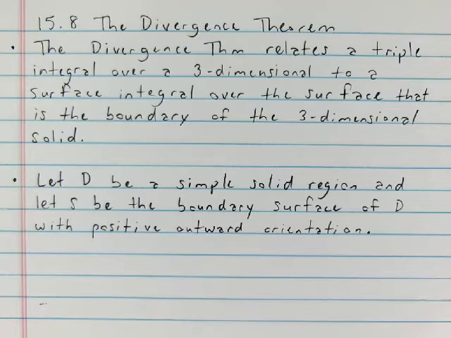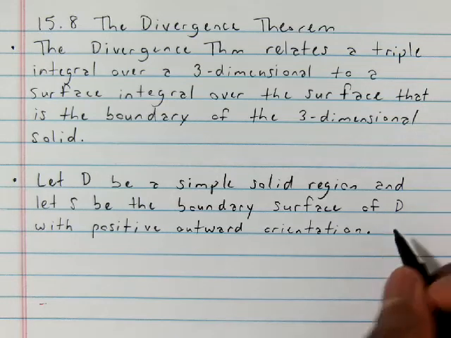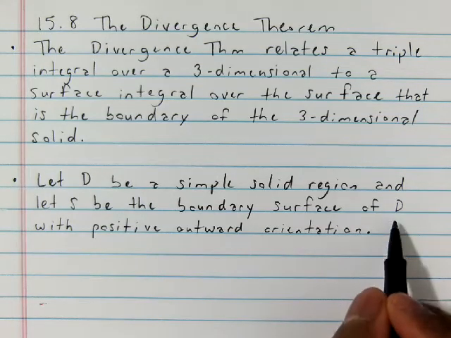Or say if you take a golf ball, for instance, then the golf ball is a three-dimensional solid, but the outside of that golf ball, the part that you actually see, that's the surface. So any three-dimensional solid has an inherent boundary surface. So that's what we're talking about here when we say the boundary surface of the solid D.